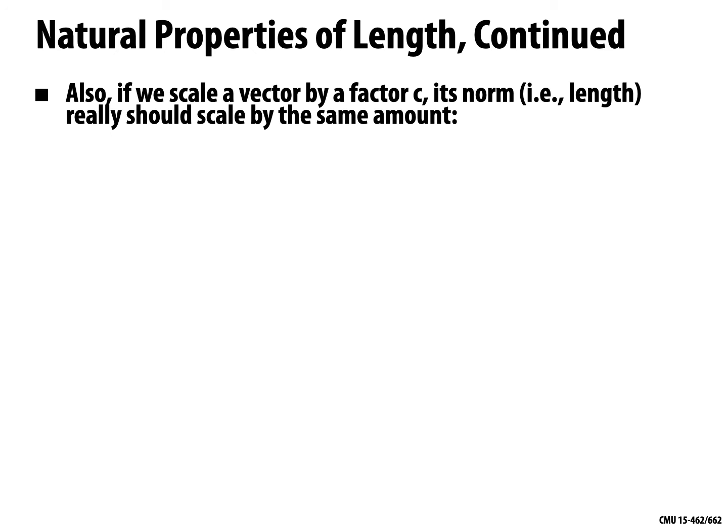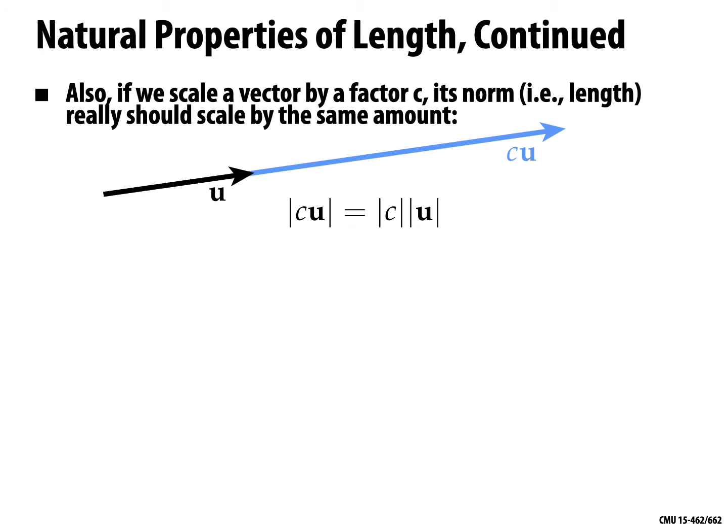What about other properties? So one thing that we can also see pretty easily is if we take a vector and we scale it by a factor c, if we scale, for instance, all the components by a factor c, its norm really should change by the same amount. The norm of cu should be the absolute value of c times the norm of u. Why the absolute value of c? Well, again, what if c was a negative number? We really don't want to end up with negative length. That doesn't make any sense.